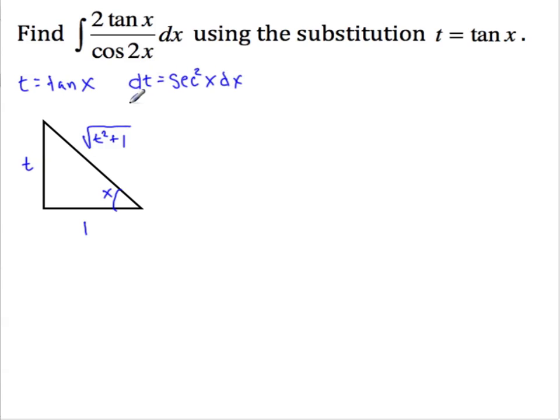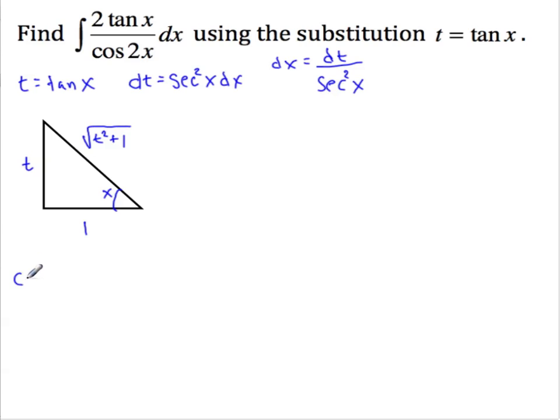Okay, so we're going to take our dx out, and we're going to put in dt divided by secant squared x. I'm not putting secant squared x in there because it has an x in it. I need everything in terms of t. Okay, so we need to find out what secant squared x is.